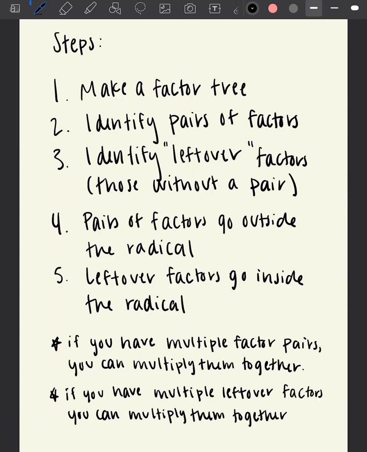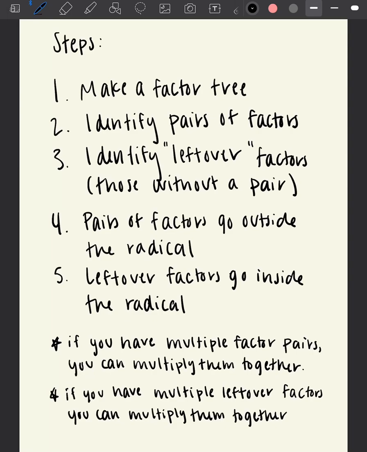And again, they're not all that easy, so we can go cover the steps again. So we have, first, make a factor tree. Second, identify pairs of factors. Third, identify the leftover factors, which are those without a pair. Fourth, the pairs of factors go outside the radical, and the leftover factors go inside the radical.